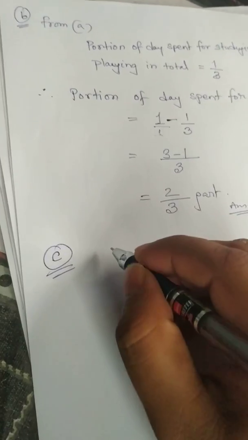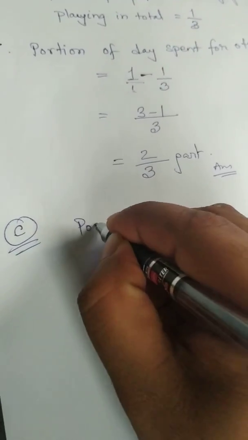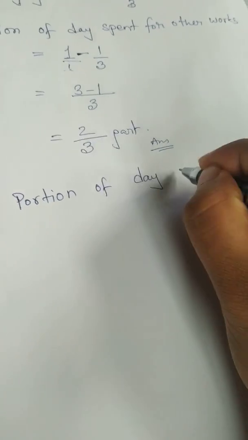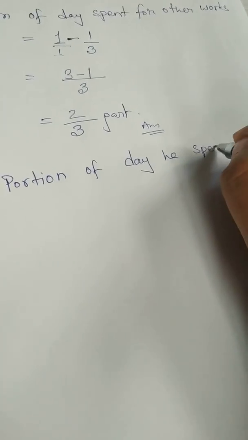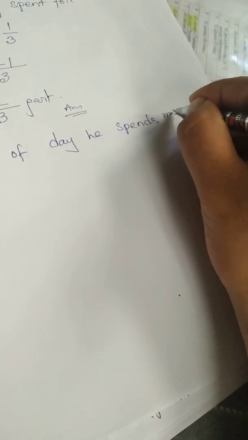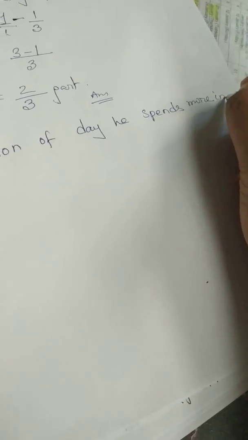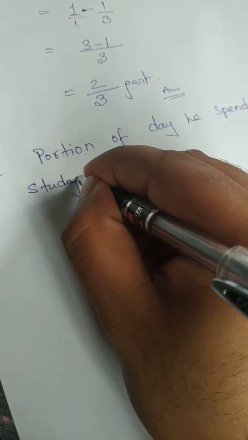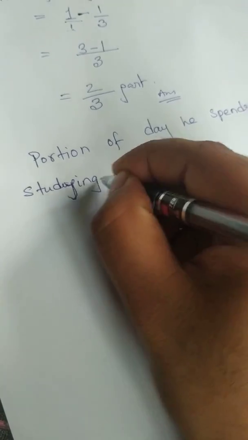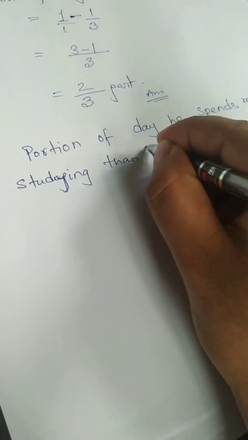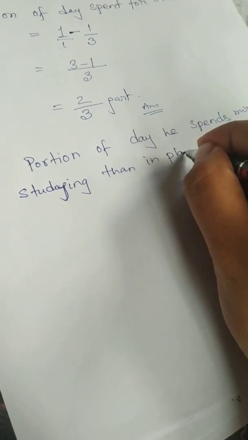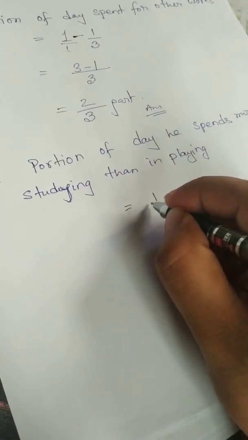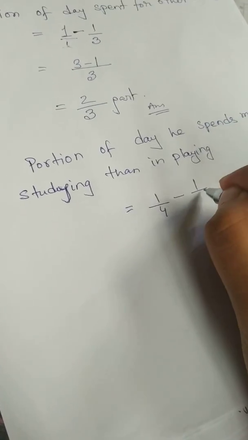So we can write: portion of a day he spends more in studying than in playing equals 1 by 4 minus 1 by 12.